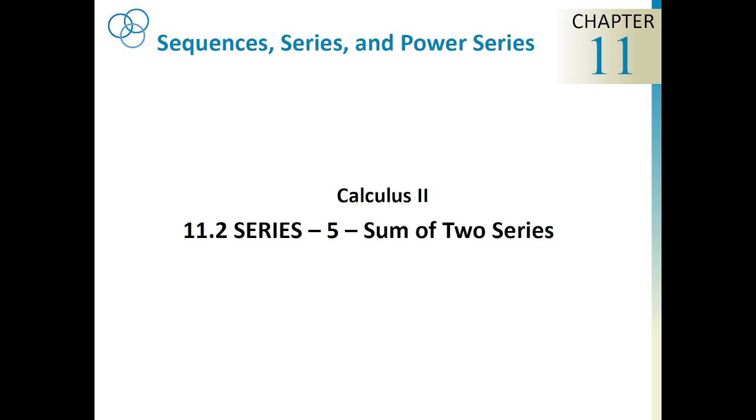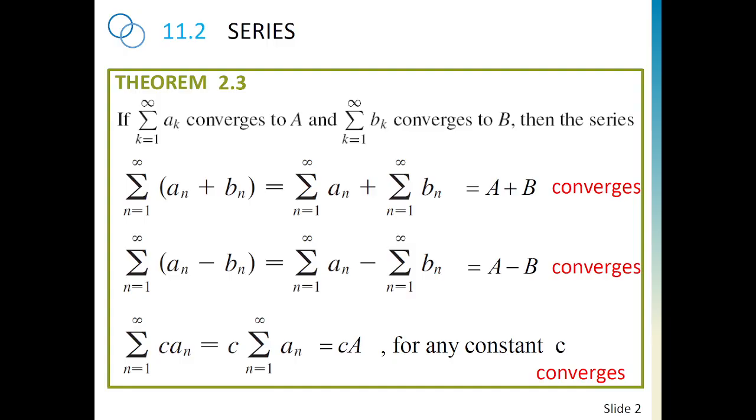We continue with the series. Now we are going to see what happens when we add two series. There are some interesting situations. So this is essentially the property that is important. There are two of them.